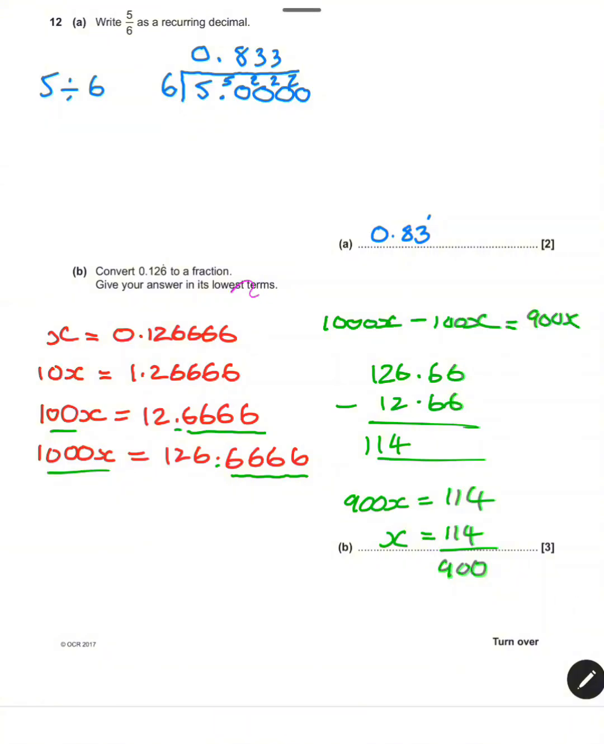Go back and check the question. It does say lowest terms, so we do need to simplify this. So I'm just going to start halving top and bottom. 114 halved will be 57. 900 halved is 450. 57 will divide by 3 because 5 add 7 is 12 and 12 divides by 3. So this will divide by 3. And I know 57 divided by 3 is 19. 450 divides by 3, that'd be 150. 19 is prime, so I'm going to stop there.